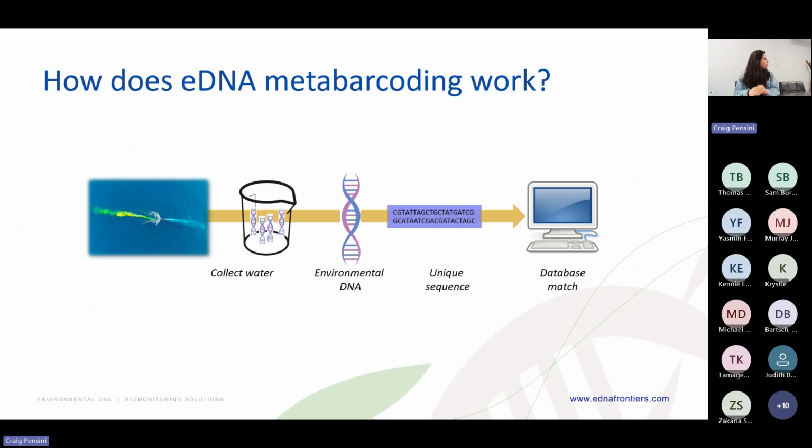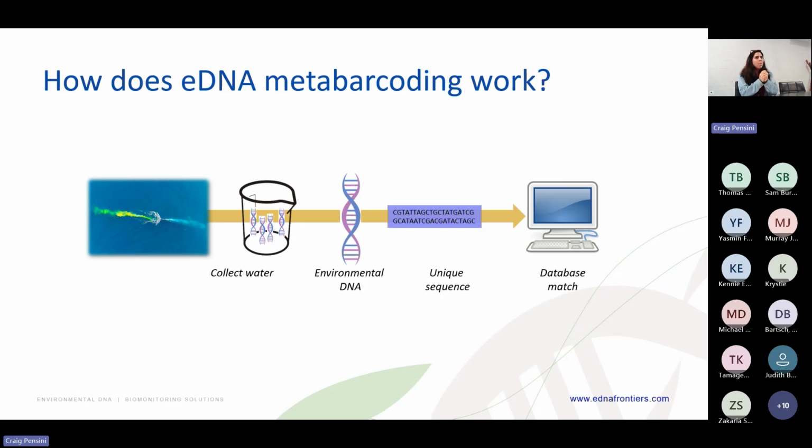First, there's the release of DNA into the environment by that organism. It can be a plant, bacteria, whatever you're interested in. We collect that environmental sample, in this case water. We filter it so we can concentrate the DNA on the filter. We extract the environmental DNA from that sample. We identify the unique sequences present in that sample, and then we match that to a database. We can build our own databases or we can use publicly available databases.